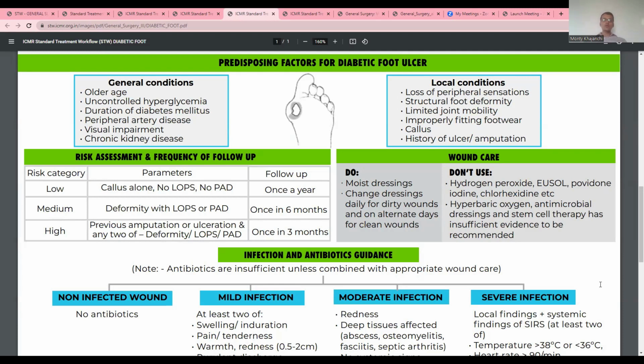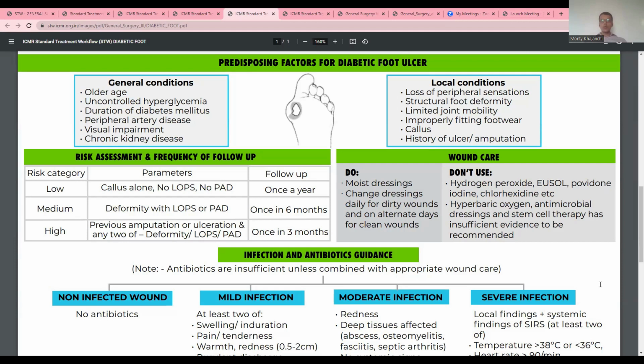So the best way is to do a risk assessment of and follow these patients up and see which categories they come into. And if they are in a higher category, they should be followed, even if they don't have an ulcer. These are all for prophylaxis, or the prevention of an ulcer. Even if they don't have an ulcer, one should see them more frequently, to see if they don't develop an ulcer, if their foot condition is okay, and refer them if they have any symptoms or any signs suggestive of a foot at risk.